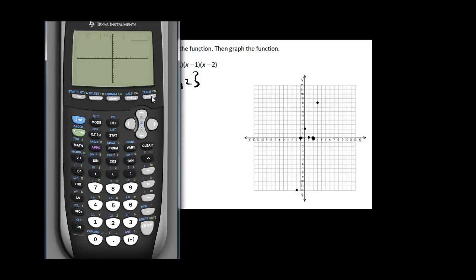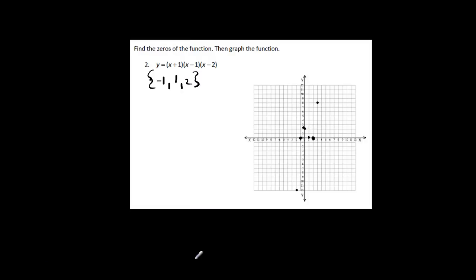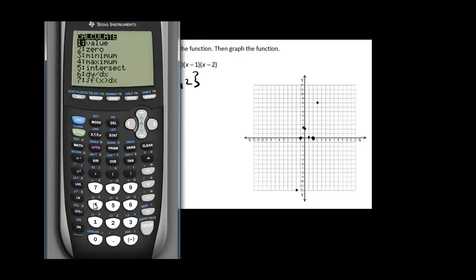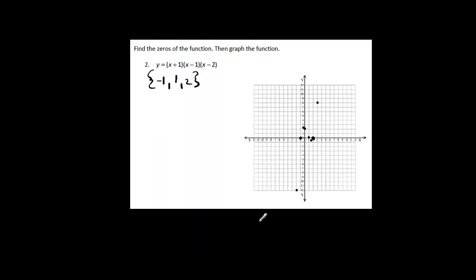Now what we want to do is find the local max and mins of this. So second trace max, left bound, right bound, guess. So at negative 0.2, 2.1. So right around here. And then the local min, we'll do second trace 3, left bound, right bound, guess. 1.5, negative 0.6. So 1.5, negative 0.6 is right around there.